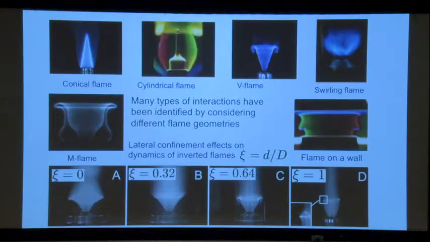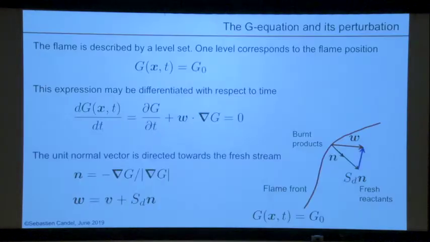So we studied the V flame, we studied swirling flames. I will tell you about that later. We studied flames interacting with walls. We considered also V flames interacting with the confinement. And I told you that interaction with the boundary can be very important. And this is the M flame and the conical flame. So there is a whole zoology of flames that you can study and you can try to characterize in terms of transfer functions.